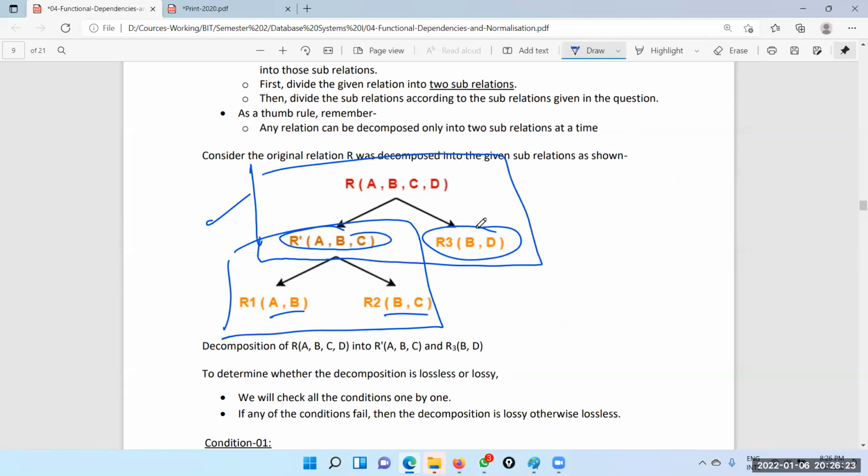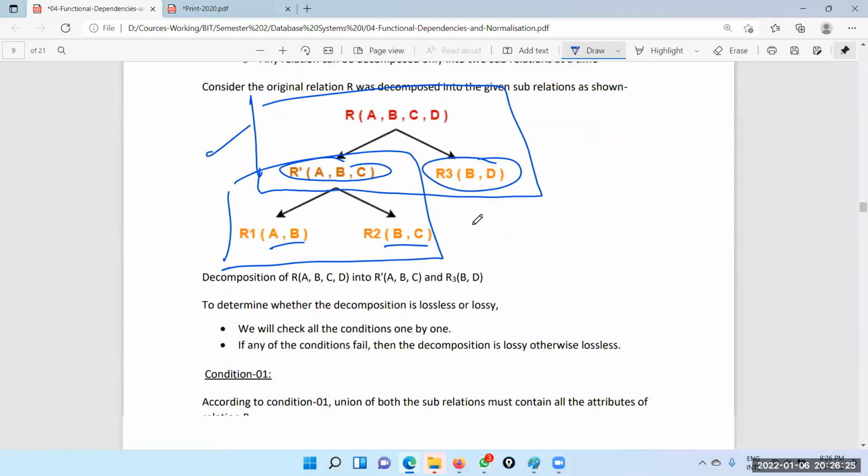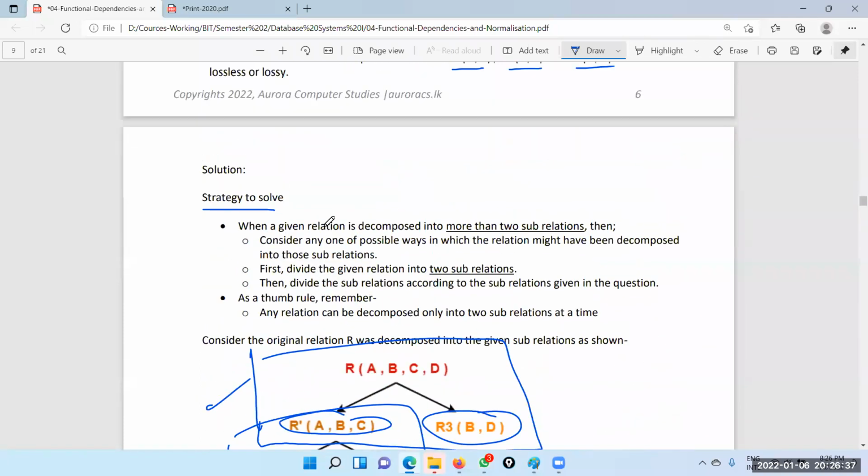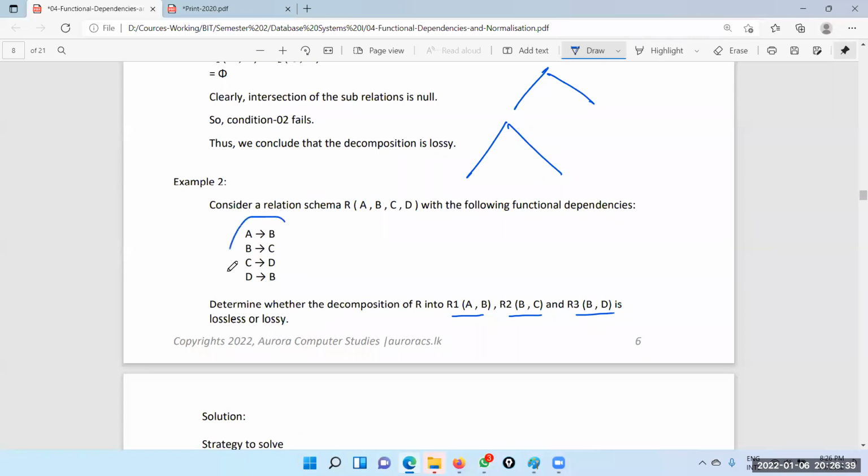ABCD is subdivided into ABC and BD. Okay. ABCD is subdivided into ABC and BD. And these are the functional dependencies. Make it as functional dependency.